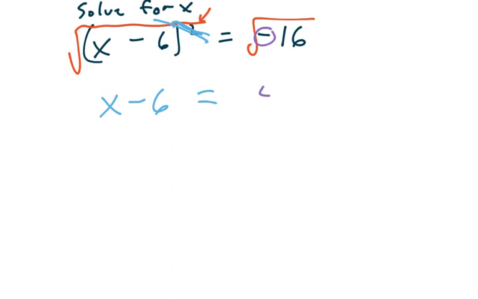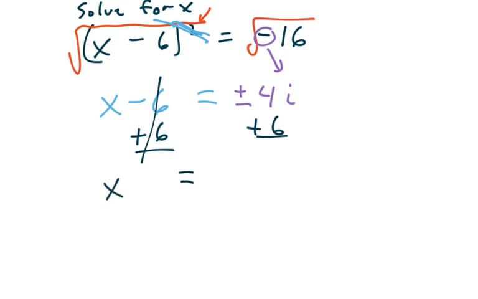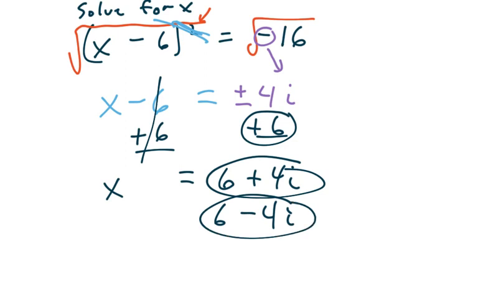We know that the square root of 16 is 4, and it's going to be a 4i because of the negative here. One thing you may have forgotten is when you do square roots, you have a positive and a negative answer. So long story short, I'm going to add 6 to both sides, and x is simply going to equal 6 plus 4i and 6 minus 4i. So you get two answers in one. Remember, complex numbers always come in pairs because of the plus and minus relationship from a square root.